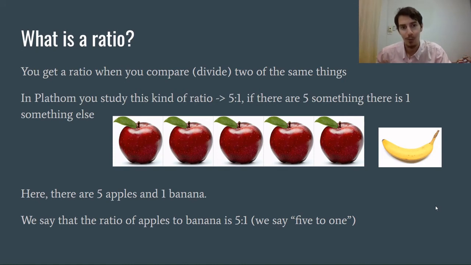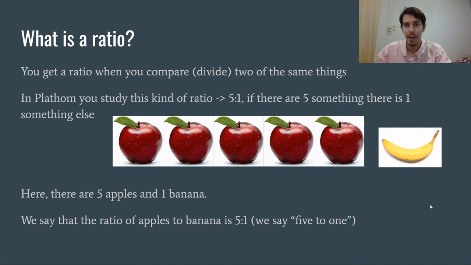This is something you learn in Platon, but maybe you forgot already. So I will explain to you again. You get a ratio when you compare two of the same kind of things. In Platon, you see this kind of ratio. This one is a ratio of 5 to 1. It means there is 5 of something and then 1 of something else. I made this example for you guys. Here there are 5 apples, 1 banana. So we say that the ratio of apples to banana is 5 to 1.